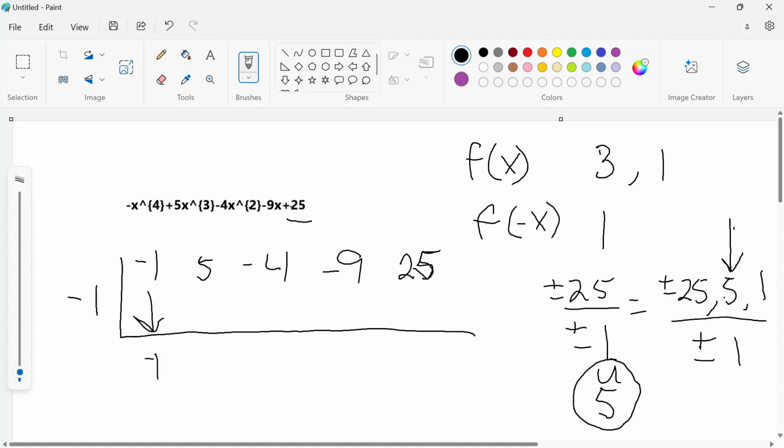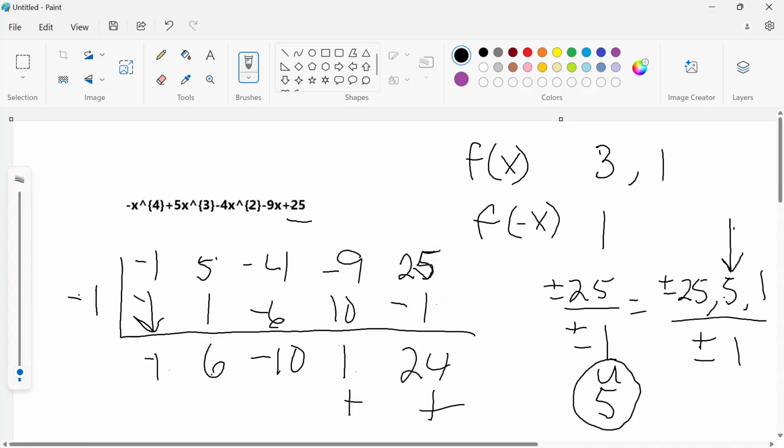So here's -1. If I get any time where there are two of the same sign in a row, it's done. -1 times -1 is 1. 5 plus 1 is 6. -1 times 6 is -6. That's -10. -1 times -10 is 10. That's +1. -1 times 1 is -1. 25 minus 1 is 24. Whoops. 2 positives in a row. So -1 ain't it.